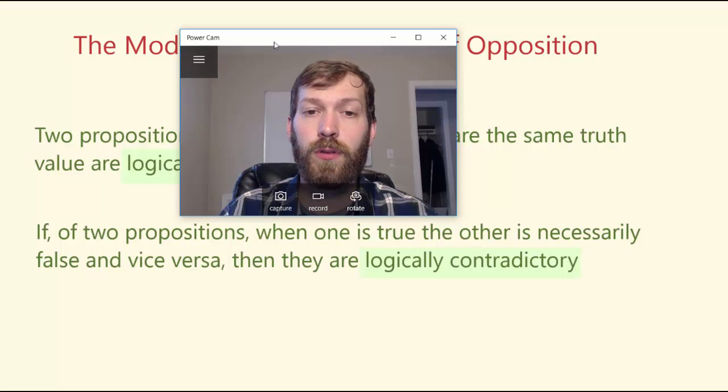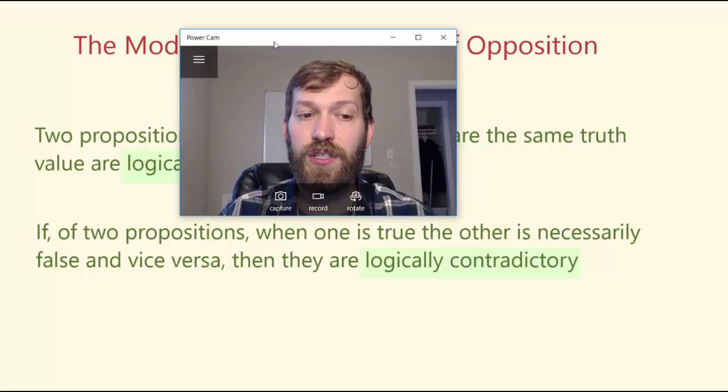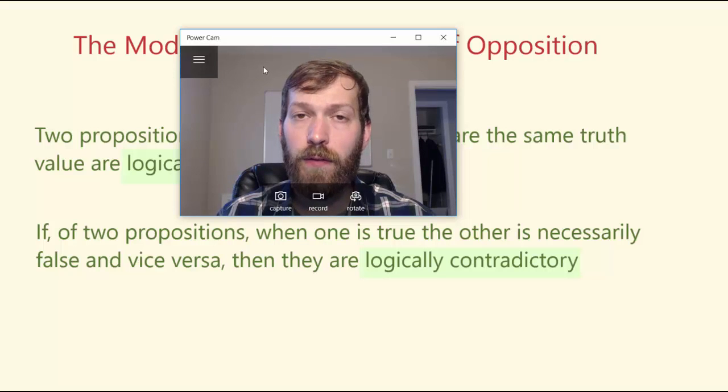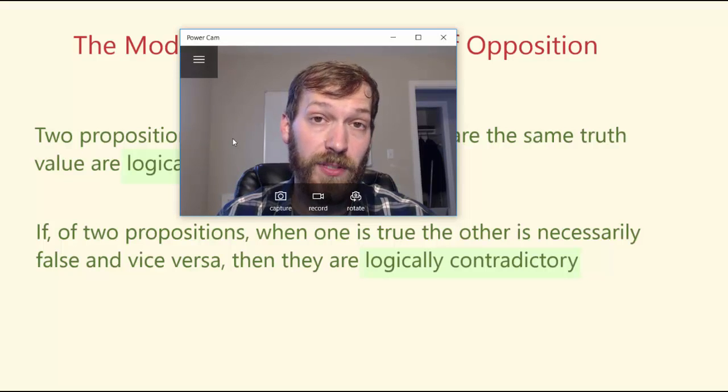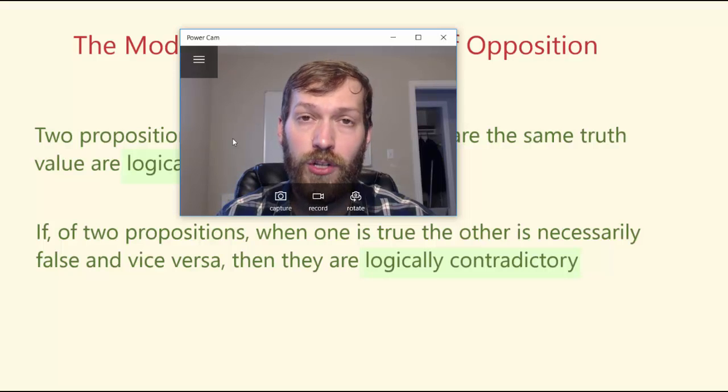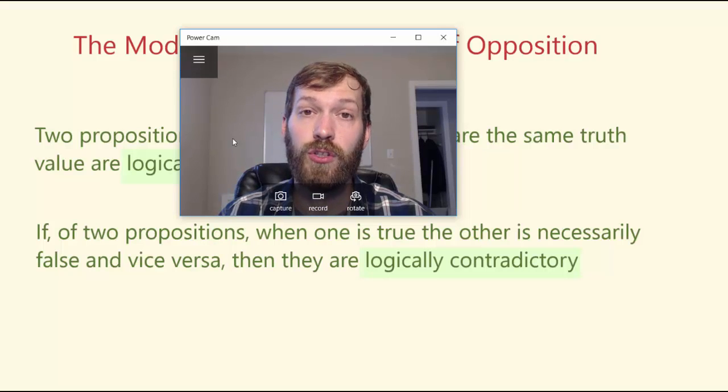The other relationship that we're interested in is contradictions, or logically contradictory. So if of two propositions, when one is true, the other is necessarily false and vice versa, then they are logically contradictory. So let's take a look at the modern square of opposition to see how it can help us identify when the categorical propositions are either logically equivalent or when they're logically contradictory.